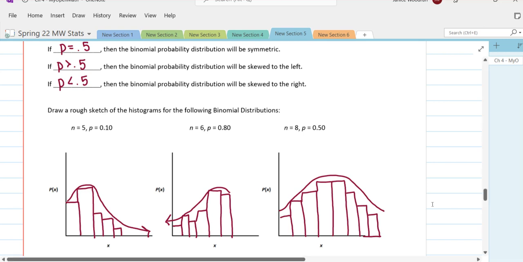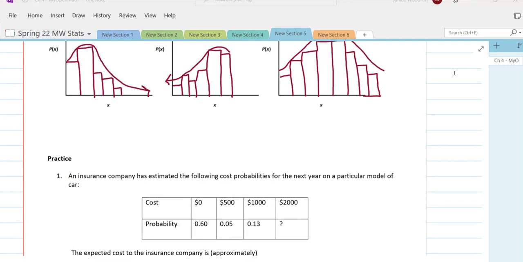Okay, so I have some practice problems for you guys. I'm going to have you go ahead and try those. Okay, let's go ahead and go over these.